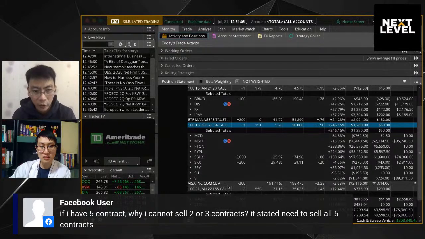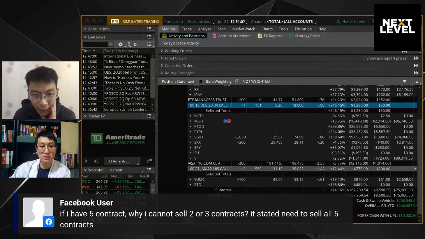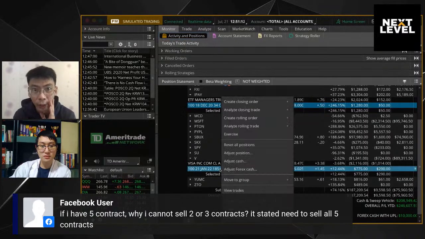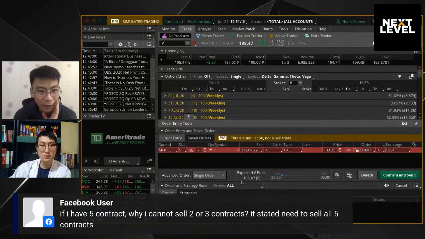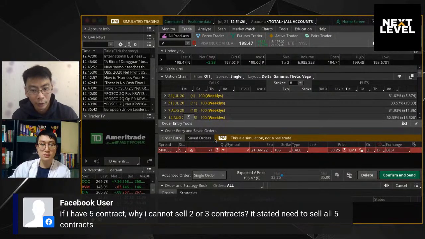Example. Let me zoom in. You can see your Visa. There we have 2 contracts, right? You right click. Look at this. Right click, create closing order. See, they will say sell 2, correct? Go ahead, click first. The order will come out. That's where you can adjust here. Adjust. No, I only want to sell 1. Got it? You can adjust after you click into the order. I think that should be the question now. Yes. I hope that's the question now.